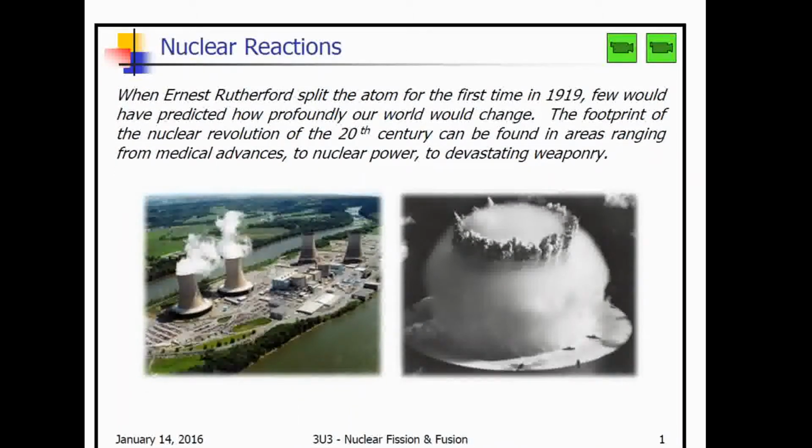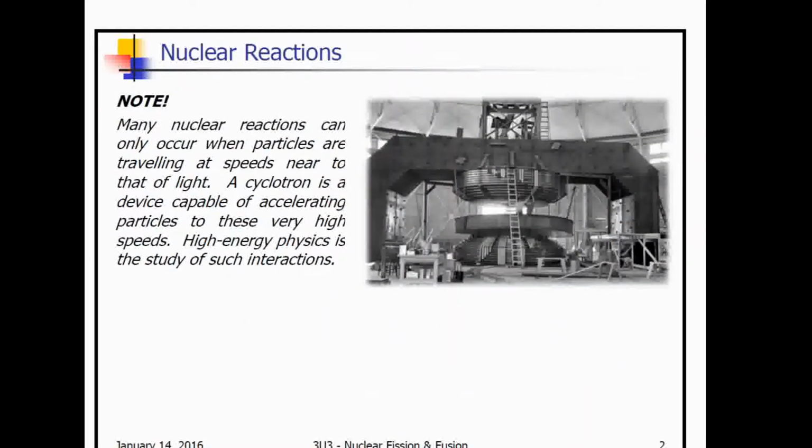So here it says, when Ernest Rutherford split the atom for the first time in 1919, few would have predicted how profoundly our world would change. The footprint of the nuclear revolution of the 20th century can be found in areas ranging from medical advances to nuclear power to devastating weaponry. Many nuclear reactions can only occur when particles are traveling at high speeds near to that of light. So a cyclotron is a device capable of accelerating particles to these very high speeds. High energy physics is the study of these interactions.